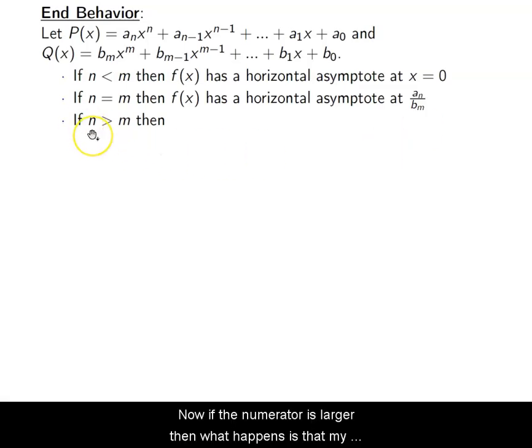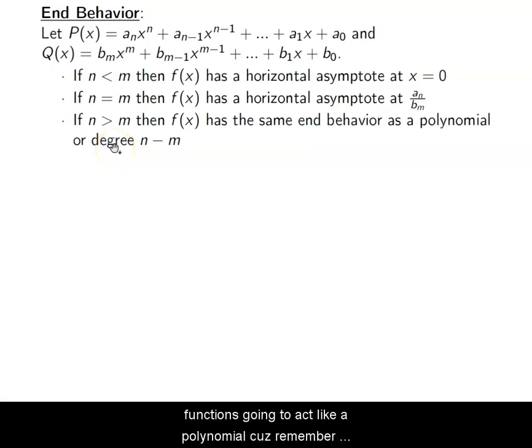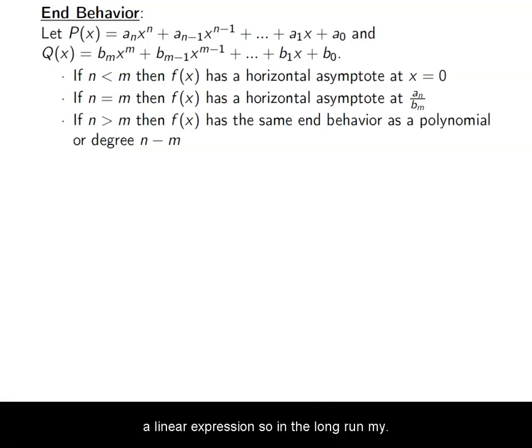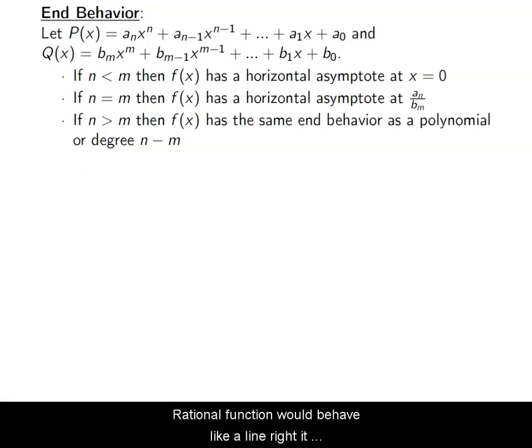Okay. Now, if the numerator is larger, then what happens is that my function is going to act like a polynomial. Because remember, when you have a fraction, you're really dividing stuff, right? 2 over 4 is 1/2, right? 1 divided by 2. So same thing with polynomials. If I have a 5th degree polynomial on top and a 4th degree polynomial on bottom, well, if I were to actually divide those, I'd end up with a linear expression. So in the long run, my rational function would behave like a line, right?